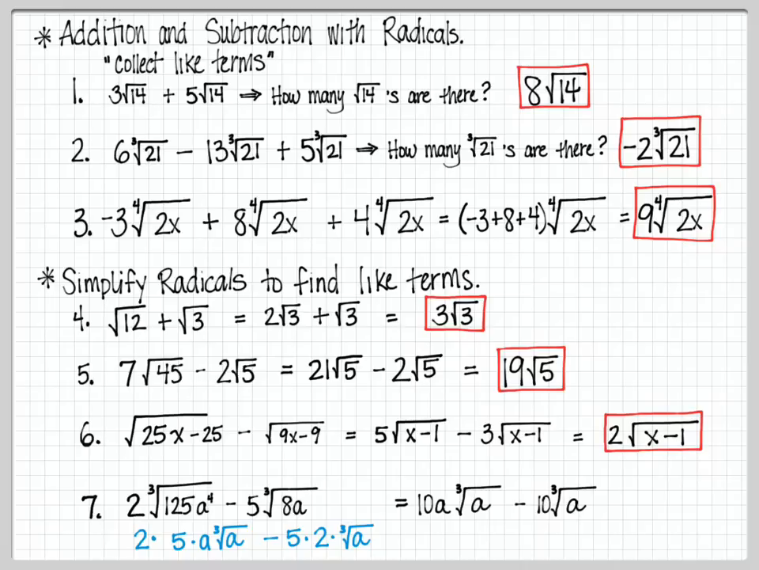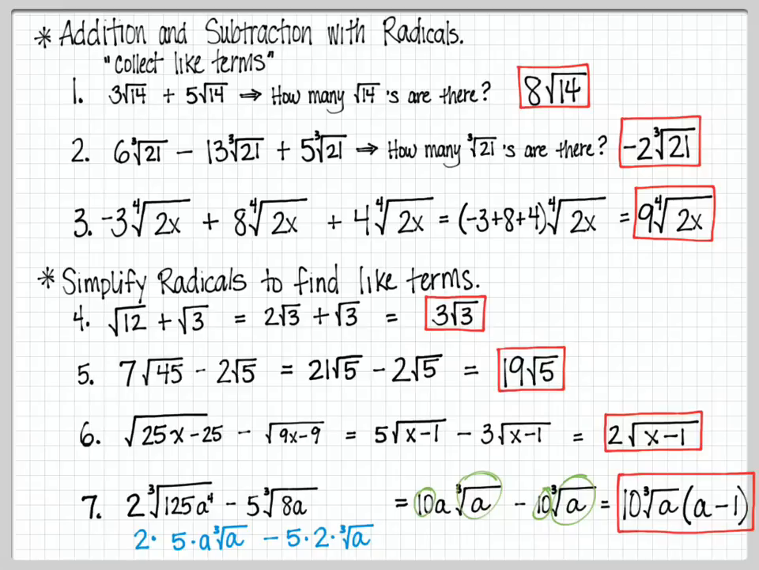Now look very carefully because there's more simplification to do in this problem. Both of these terms have a 10 and a cube root of a. So I could factor out the 10 cube root of a. And when I factor that out, what's left behind is an a minus 1. So the final answer, all simplified, is 10 cube root of a times a minus 1.